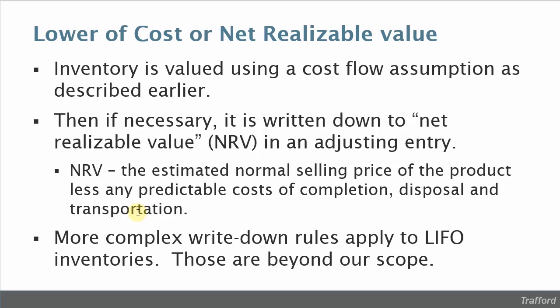What GAAP says is that there needs to be one more check on that number. What GAAP says is that all companies should report their inventory on the balance sheet at the lower of cost or this thing called net realizable value. So cost is cost as determined under our inventory costing method. Again, it could have been FIFO, LIFO, or something else. And net realizable value is defined right here. Net realizable value is the estimated normal selling price of that item less any predictable costs of completion, disposal, and transportation.